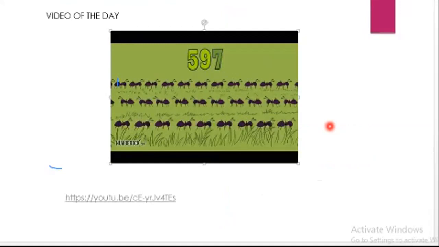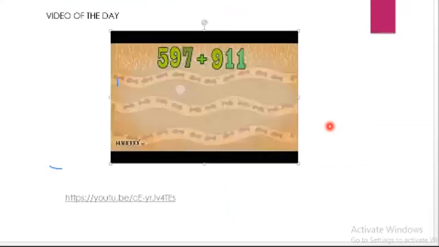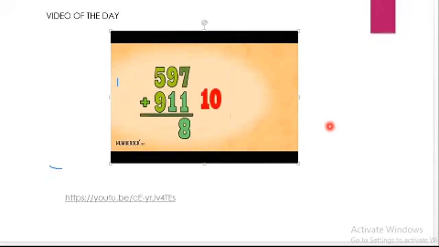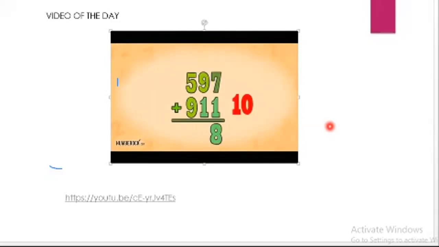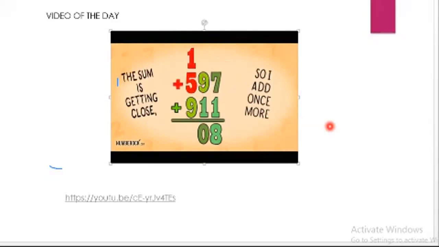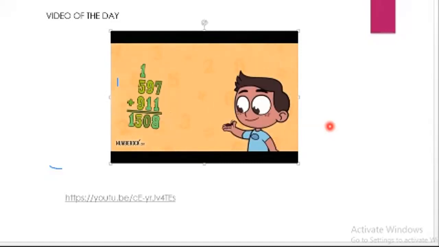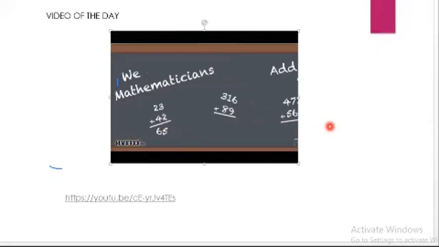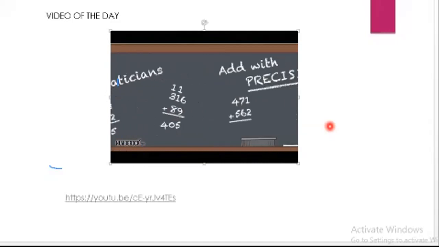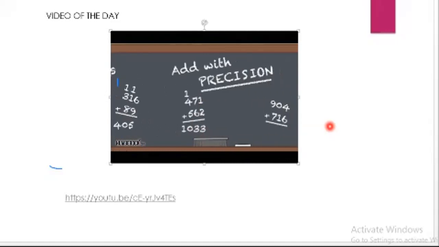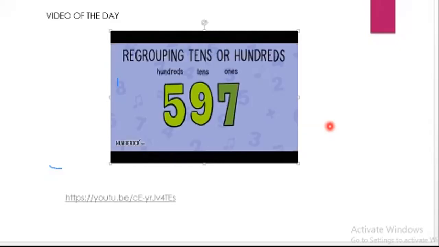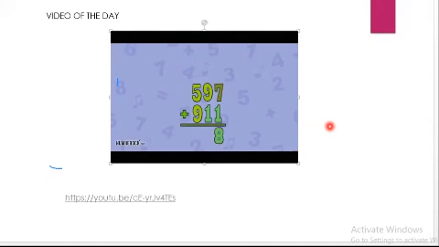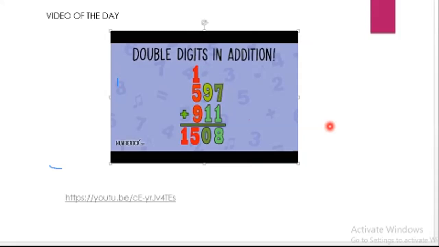597 ants above ground, plus 911 ants underground. 7 plus 1 is 8, 9 plus 1 is 10. Each one of them is my special insect friend. 0 stays on the floor, the hundreds heads next door. The sum is getting close, so I add once more. 1 plus 5 is 6, plus 9 is 15. My little brother thinks they're a good source of protein. We mathematicians add with precision, regrouping tens or hundreds when we find double digits in addition.